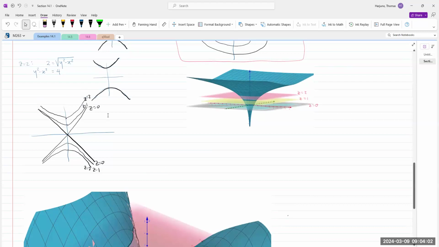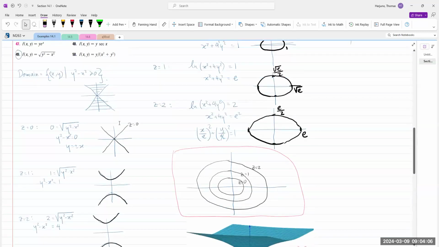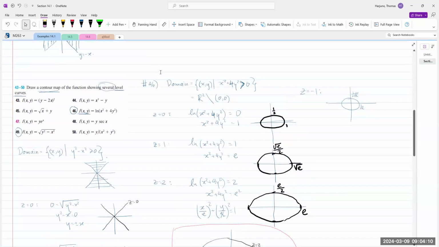Of course, you can see it's not easy to graph, right? That's why I don't really want to spend our class time on this. You may want to do it yourself. Try to do some problems yourself. Okay, that's it.